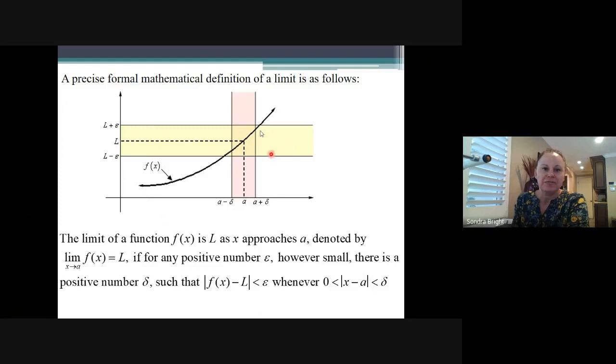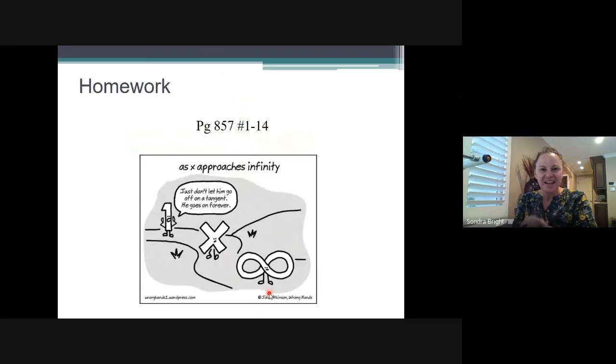It is the formal one. And when you go into calculus, especially college calculus, you will learn epsilon delta proofs using all of this. It's lovely. All right. Don't let him go off on a tangent. He'll go on forever. Okay.